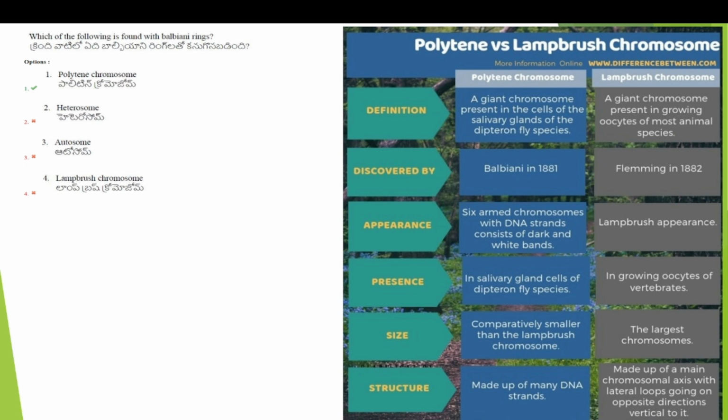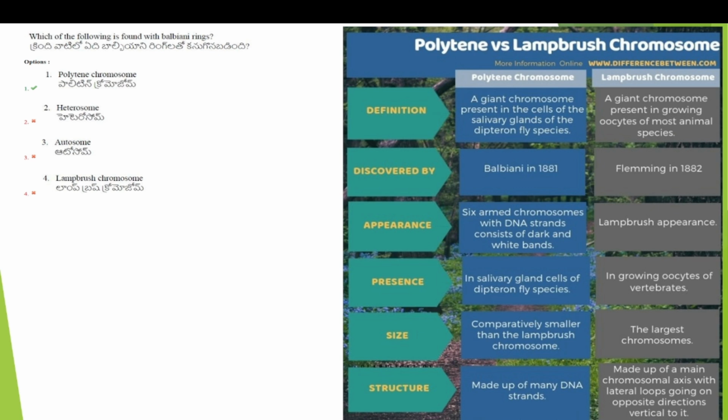The second option is heterosomes. Heterosomes are nothing but allosomes. We take the human cell. The human cell nucleus contains 46 chromosomes. Of these 46 chromosomes, 44 are autosomes, that means they are responsible for the somatic characters. And the other two chromosomes are called allosomes or sex chromosomes or heterosomes. These are responsible for the development of secondary sexual characters in humans or animals. So heterosomes are nothing but allosomes.